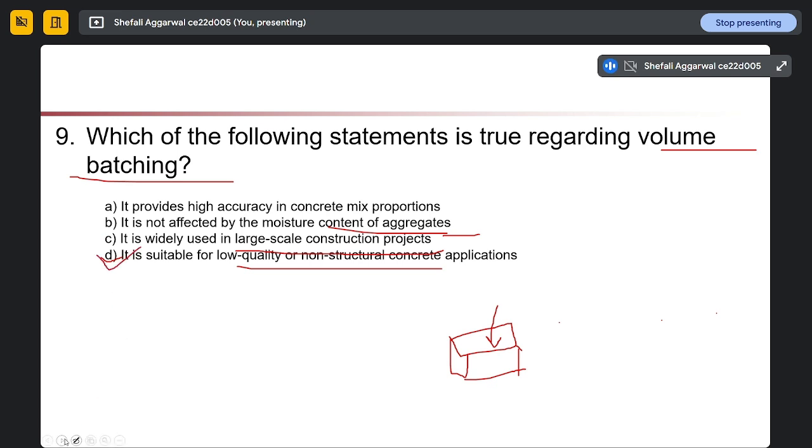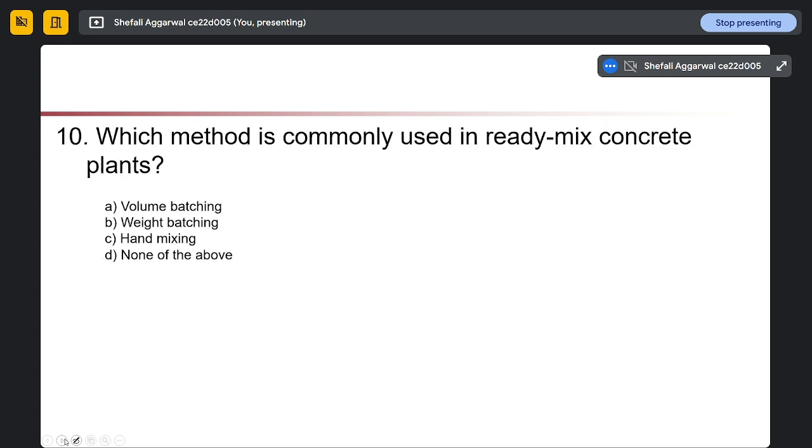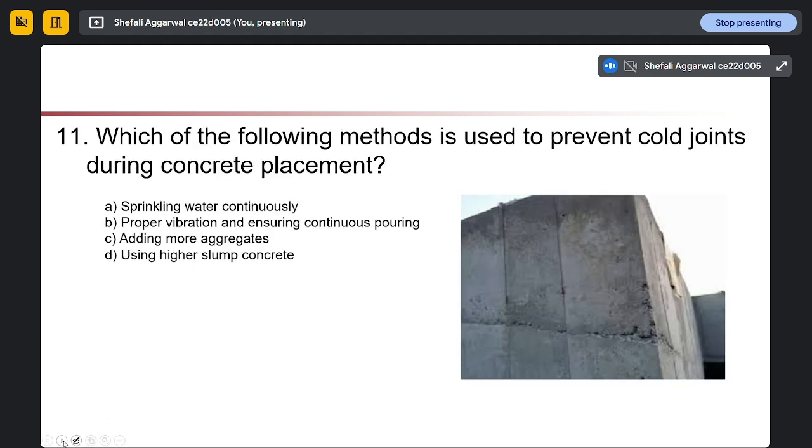So the answer is B. Okay. The next question is, which of the following imparts gray color to the cement? These are the different raw materials we are using to form cement: calcium carbonate, aluminum oxide, silicon oxide, and iron oxide. Which of the following compounds will give the color to the cement?